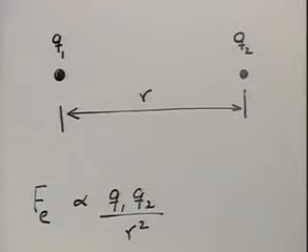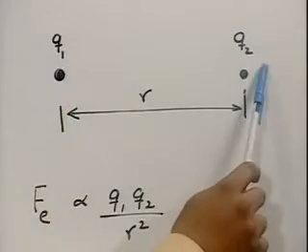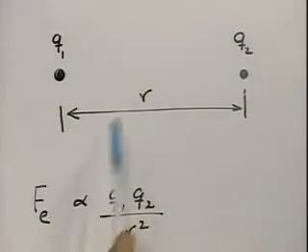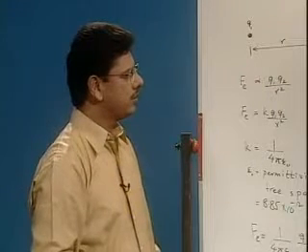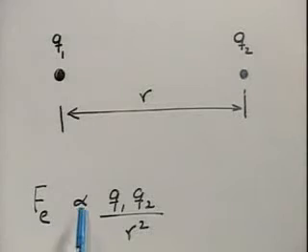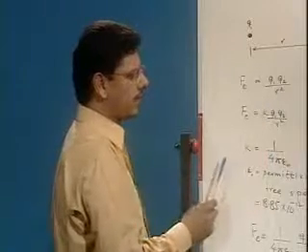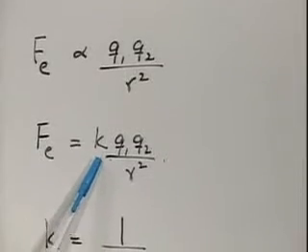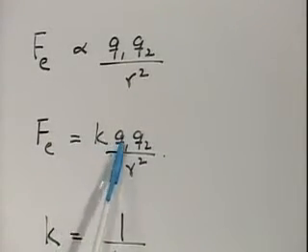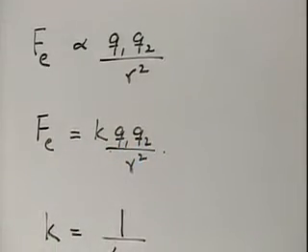Now here I have 2 point charges, and the magnitudes of them are q1 and q2. The distance between the two charges is r. Now the force between them is called an electrostatic force, and if I represent this by Fe, then according to Coulomb's law, Fe is directly proportional to the product q1 q2 and inversely proportional to r square. Introducing the constant of proportionality, Fe is equal to k q1 q2 over r square.